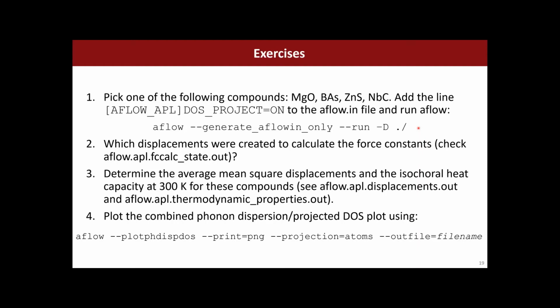Look at the displacement, and please don't forget to add this line here, the DOS project equals on. You will see later what it means. And determine the average mean square displacements and the isochoric heat capacity at 300 Kelvin, which means just look at the output files and note the value.